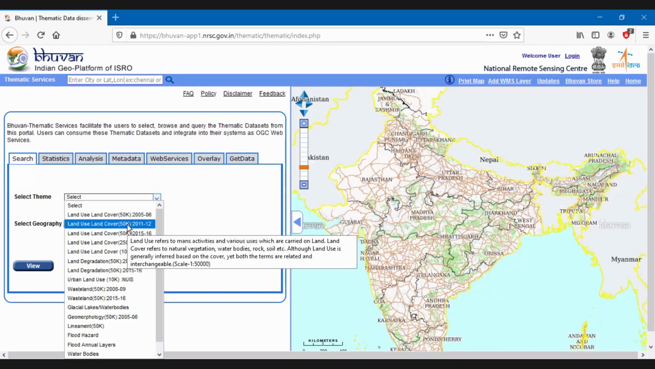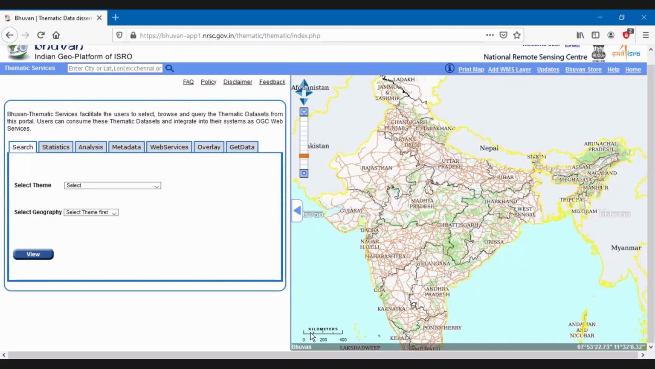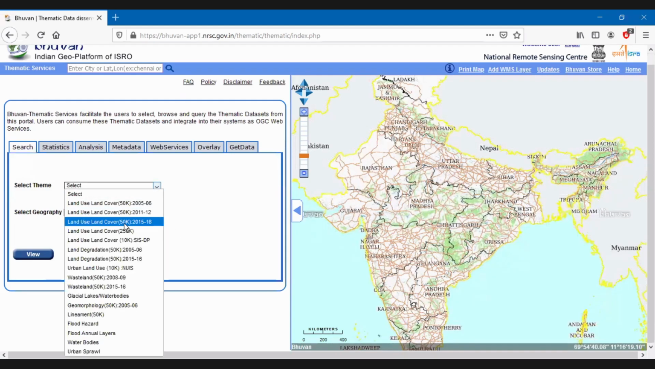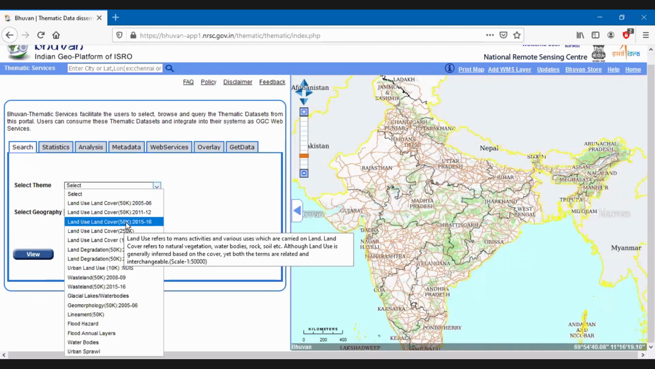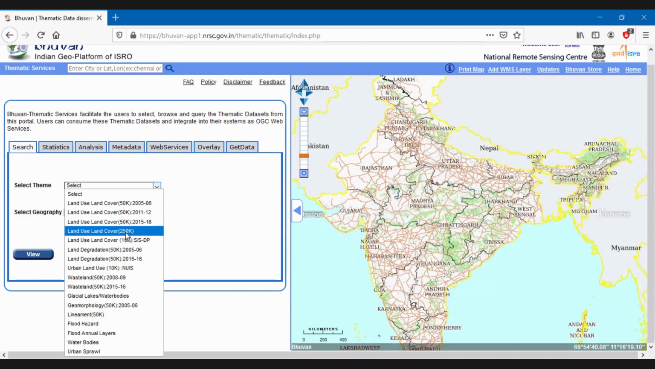See, just have a look at it. Scale 1 is to 50,000, and the scale is given here. The scale at which you are taking the image is given here. So when we say it's 1 is to 50K, that means 1 is to 50,000. When we say 1 is to 250K, then it's 250,000. Okay, so that is how you see it. So just take an option.